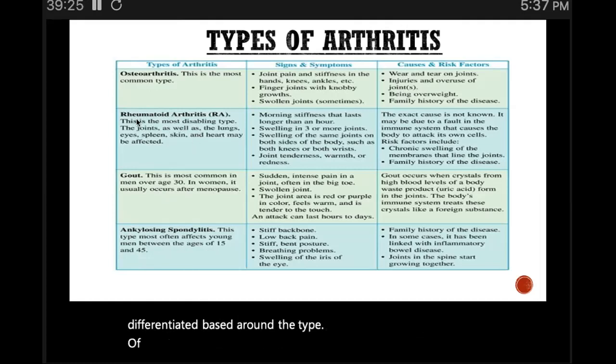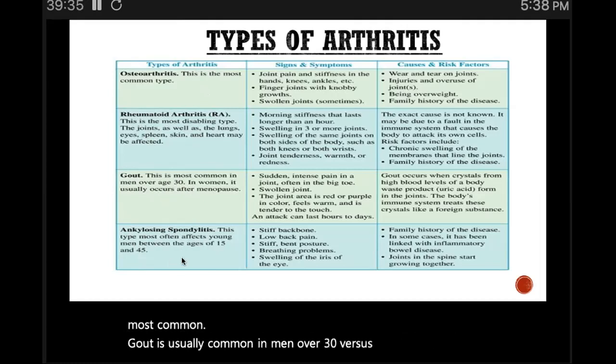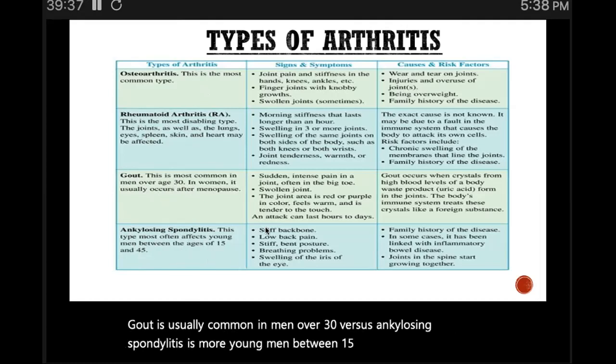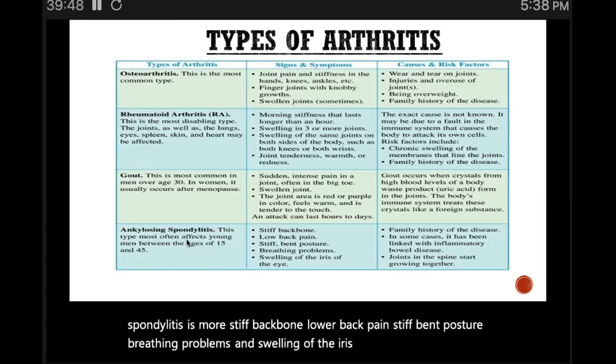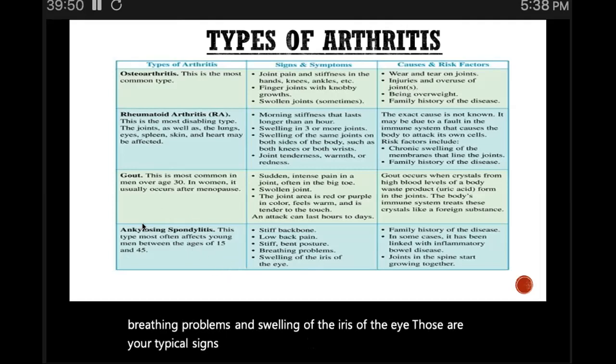So rheumatoid is the most disabling. Osteoarthritis is the most common. Gout is usually common in men over 30 versus ankylosing spondylitis is more young men between 15 and 45. Ankylosing spondylitis is more stiff backbone, lower back pain, stiff bent posture, breathing problems, and swelling of the iris of the eye. Those are your typical signs and symptoms of ankylosing spondylitis.